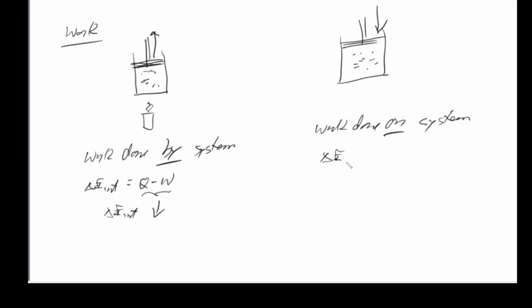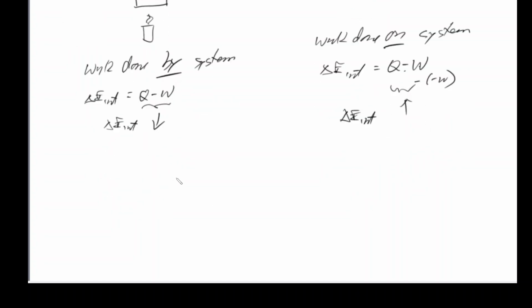So the change in internal energy is equal to Q minus W, but this is considered a negative work. And when we add a negative to this negative, this becomes more positive, so this actually increases, and therefore our internal energy increases. So when work is done on a system, the internal energy increases, whereas when work is done by a system, the internal energy decreases.